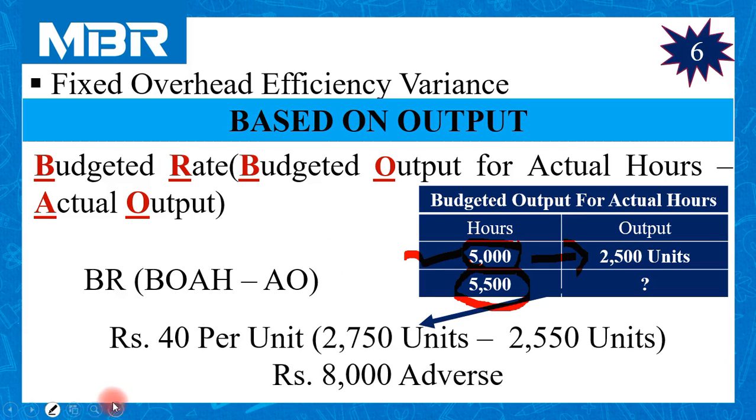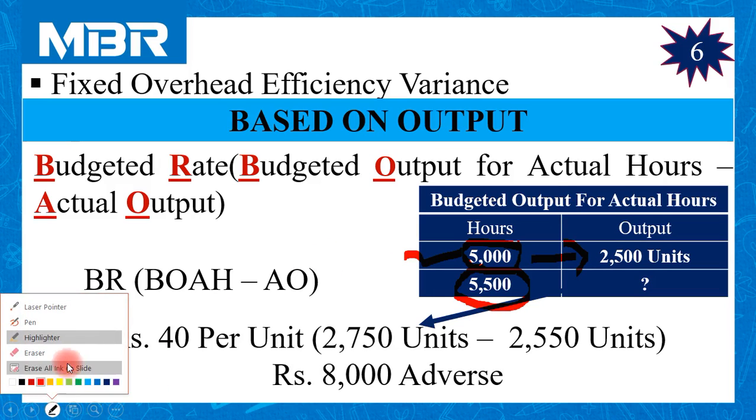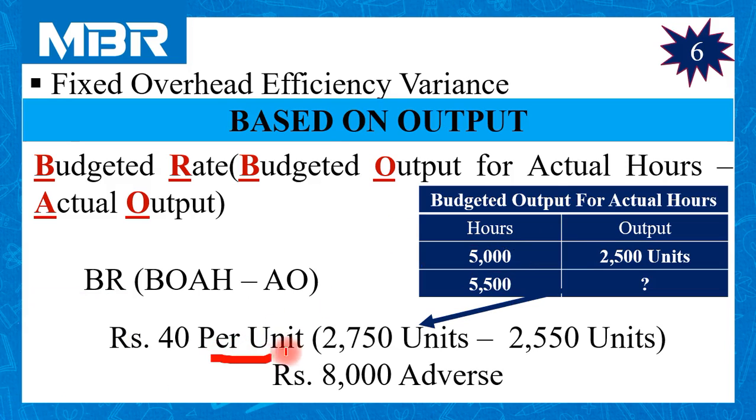Insert the values in the formula. Budgeted rate, obviously per unit, because we are calculating on the basis of output. 2750 units, it is nothing more than cross multiplication: 5500 multiplied by 2500 divided by 5000, minus 2550 units. So 2750 minus 2550, 200 multiplied by 40 is equal to 8000.